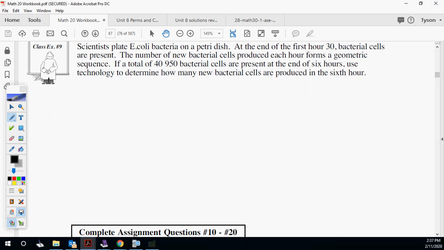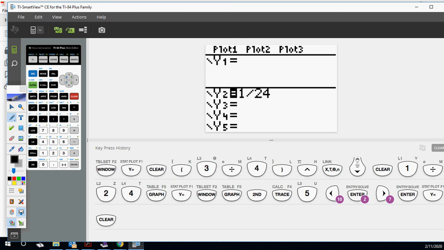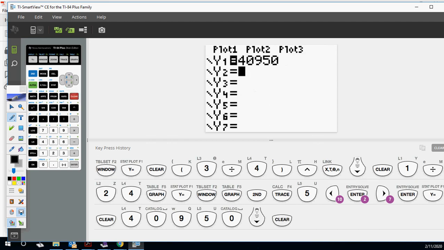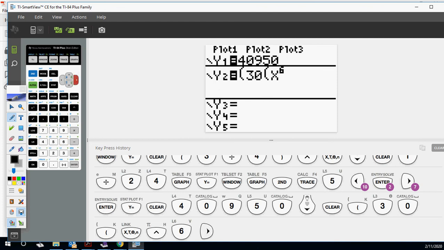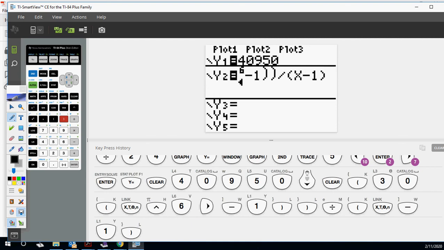Okay, so let's try it here. Bring this back up. I'm going to change my Y. So you're going to put 40,950 in there. Use brackets here. Brackets are important when you're doing fractions. So bracket 30, another bracket x to the 6th minus 1, close bracket, so that's my numerator, divided by bracket x minus 1. Like that. Okay, any questions on that?